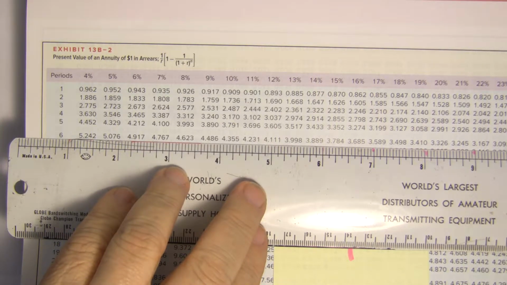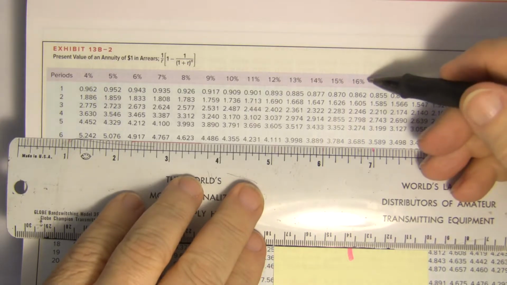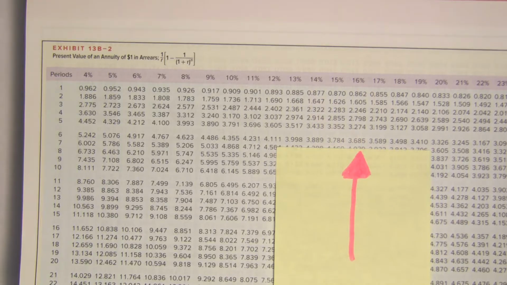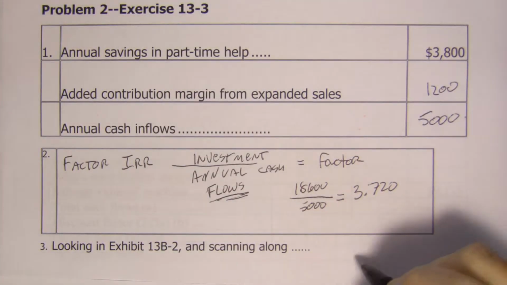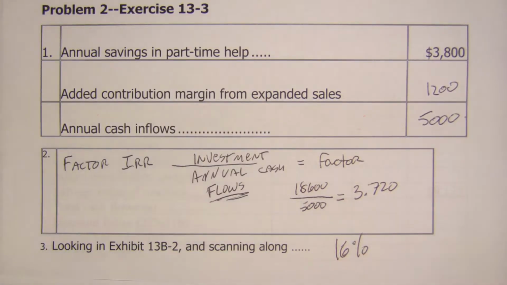So the approximate internal rate of return is 16%. So that's the internal rate of return, 16%. Now, is it exactly 16%? No. Is it close enough for government work? Yeah.